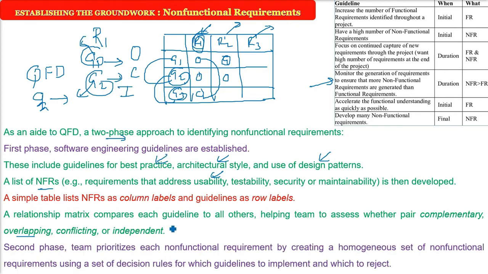Now comes the second phase. Here the team will prioritize each of these NFRs by creating a homogeneous set of non-functional requirements. Here you will use a set of decision rules for which guidelines to implement and which to reject. So here we are using these non-functional requirements. We can also decide what guidelines we are going to implement, because we have made, say, a homogeneous set, for example R1 till R3 and Rn-1 and Rn. For this, which guideline do we have to implement? For example, one guideline is applicable, one is not. This is the second phase.